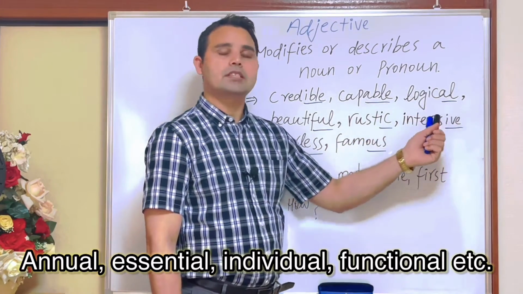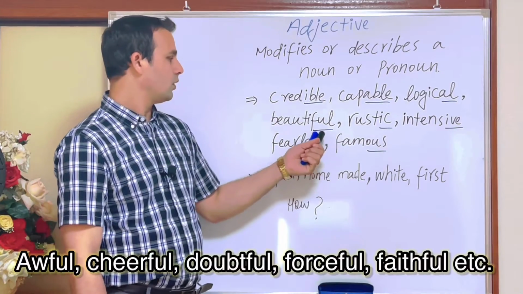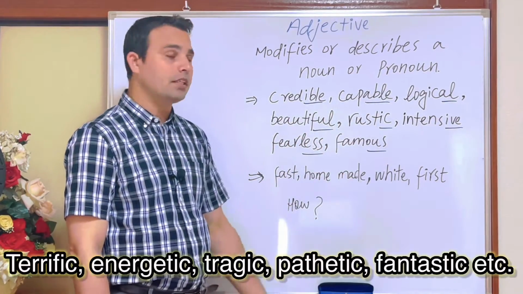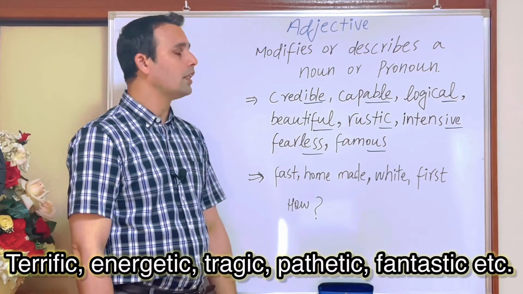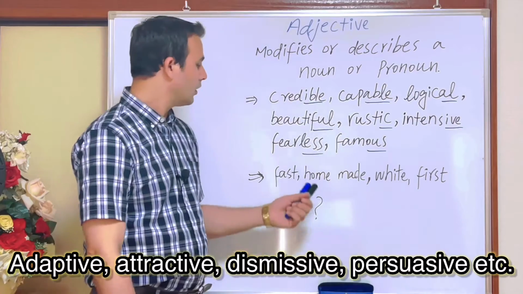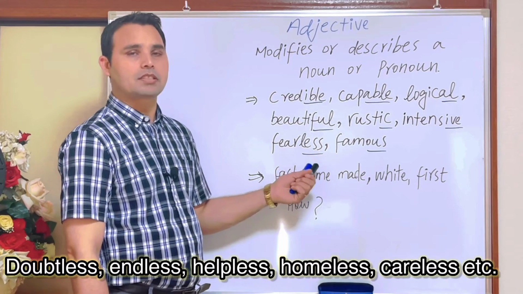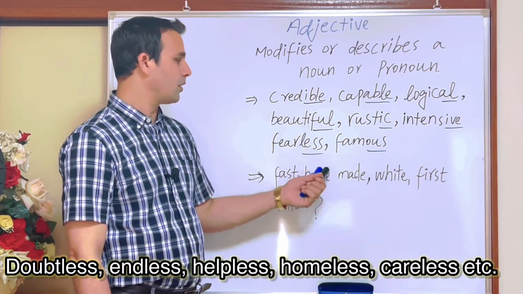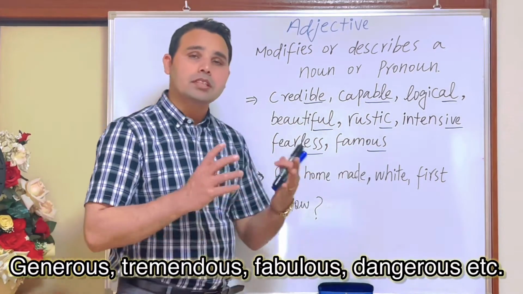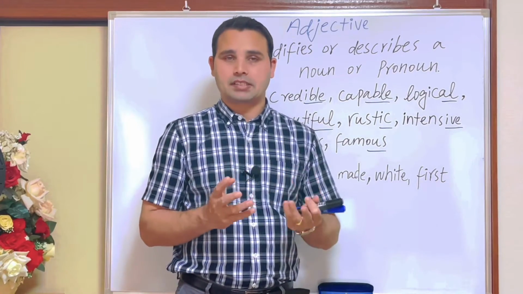Logical, it's ending in CAL. Beautiful, it's ending in FUL. Rustic, it's ending in IC. Intensive, it's ending in IVE. Fearless, it's ending in LESS. Famous, it's ending in OUS. So these are some of the famous endings of adjectives.